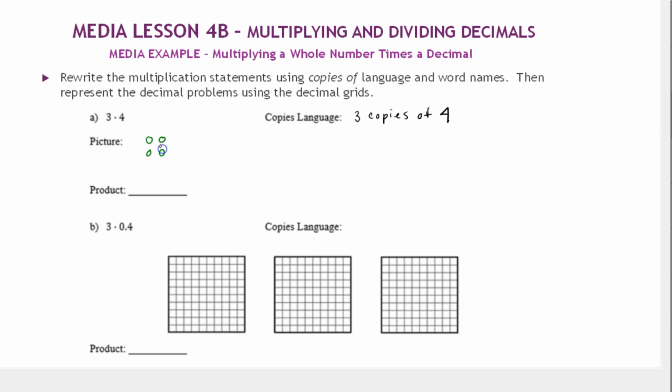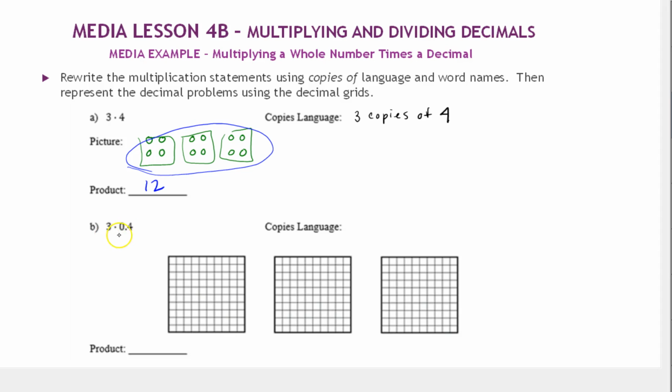Okay. So if we made 3 copies of 4, here's 1 copy of 4, 2 copies of 4, and 3 copies of 4. So each of these is a copy of 4, and the product is the combined amount altogether, which is a total of 12. So 3 copies of 4, or 3 times 4, is 12. Let's look at the next example.